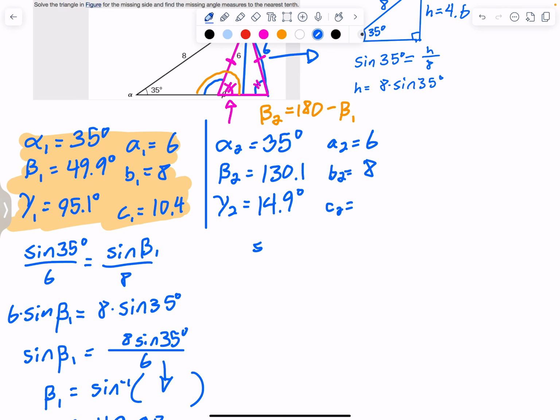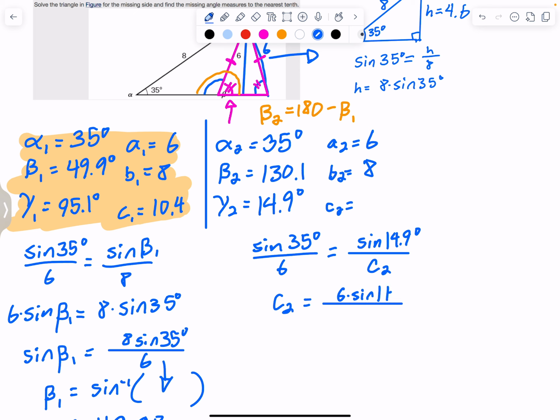And then the only way to find the last side, can't use Pythagorean theorem, it's not a right triangle, but I can use law of sines again. So sine of 35 degrees over 6, I can use that same one. And then now I have sine of 14.9 degrees over C2. So cross multiply and divide, we get 6 times sine of 14.9 degrees over sine of 35 degrees. If you need to show the step in between, please do.